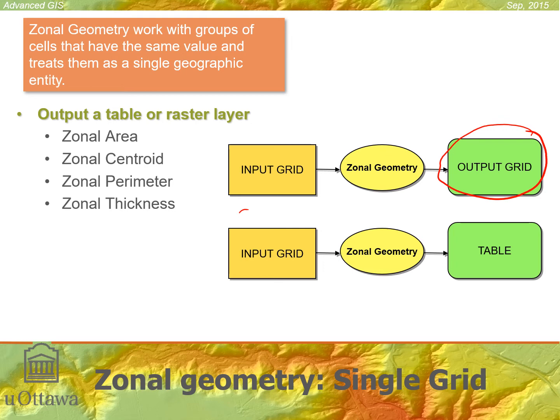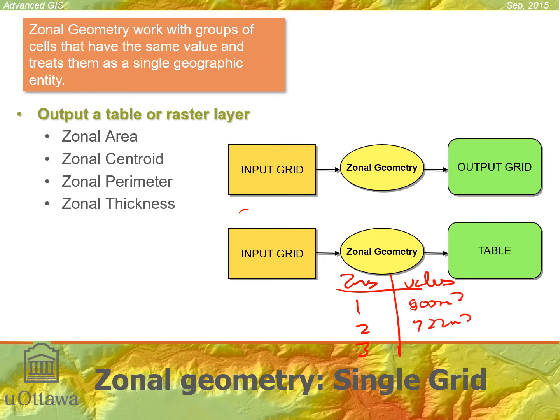So you might have one layer and you assign the zonal area to it. In the output, the area of each zone will be assigned to each cell in each zone. So each cell would then have an area value associated with it that belongs to the entire zone, not the cell. In a table, you'd have a list of zones, Zone 1, 2, 3, for example, and the values of area. Something like 800 meters squared, 722 meters squared, 36 meters squared, or whatever the units are that you're working in.